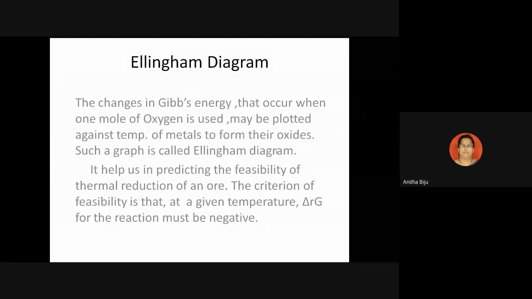So I think you have written these points, Hardik. Yes, ma'am. Written. Okay. Now let us go to the next slide.